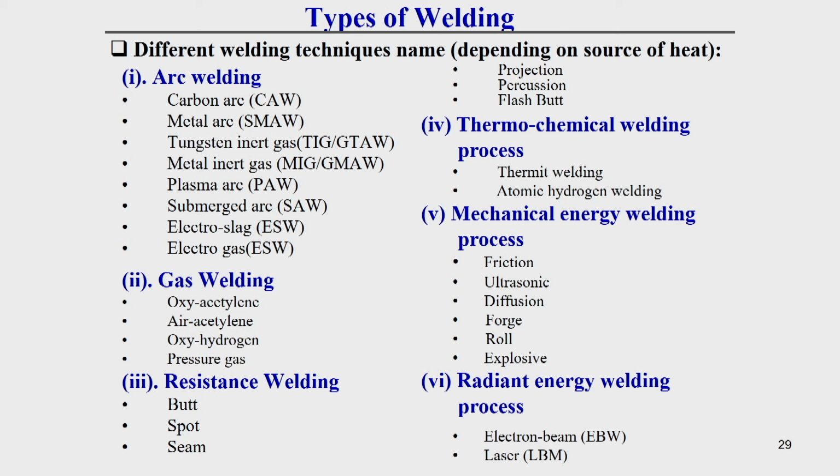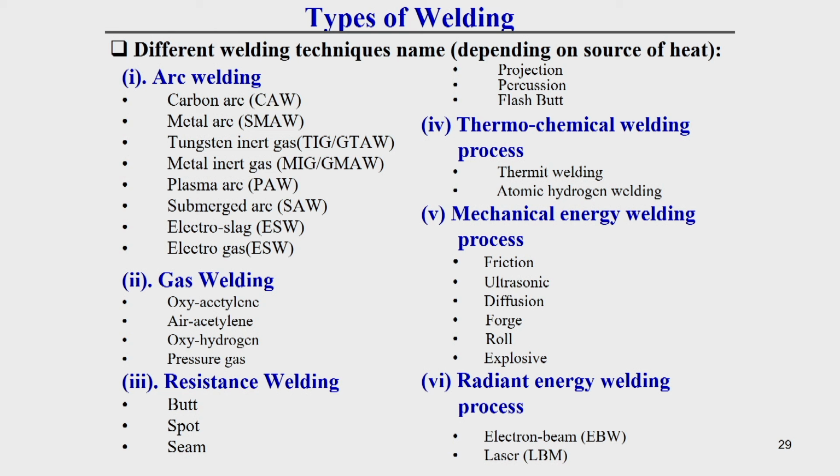That means here I am showing different welding technique names depending upon the source of heat. Like in arc welding, there are around 8 to 9 different categories of welding process, that I will tell. In gas welding there are another 4-5 different categories. In resistance welding, where the source of heat is resistance, we can get around 5-6 different categories. In thermochemical welding there are around 2-3 different kinds. In mechanical energy welding we can get around 5-6 different categories. And finally, radiant energy welding also has 2-3 different types.